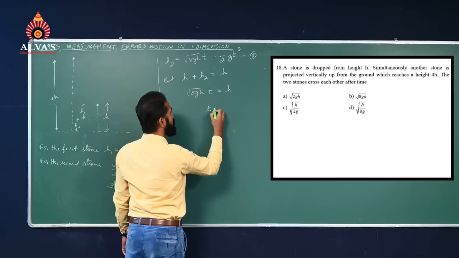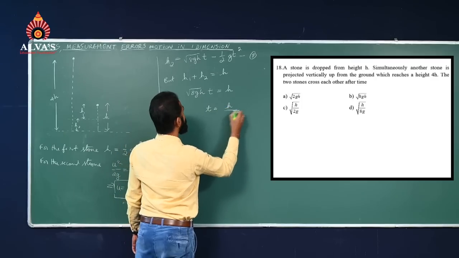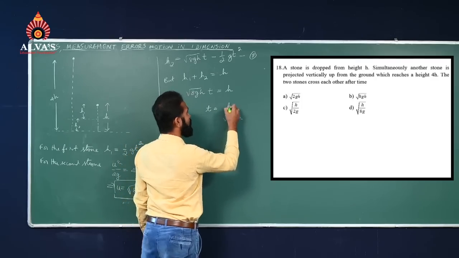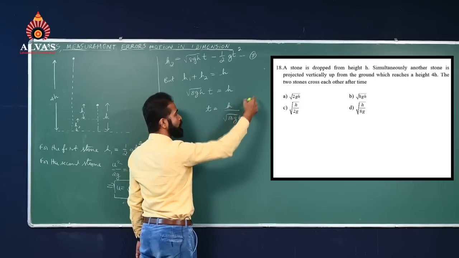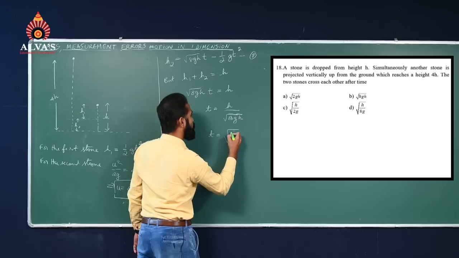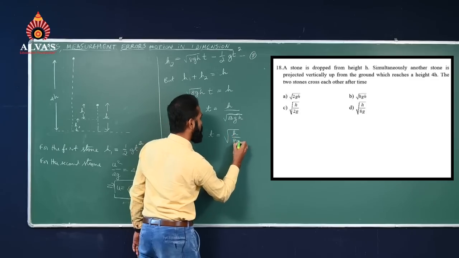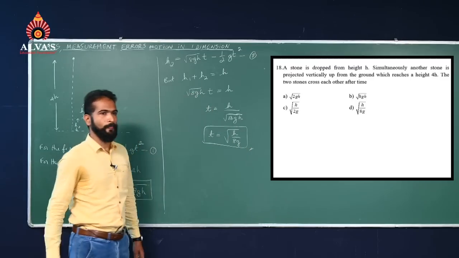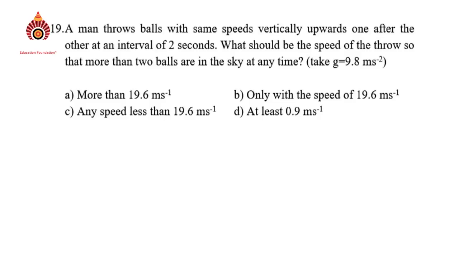So what is required is t, that will become h divided by root of 8g into h. h can be written as root h into root h. One root h will cancel. So t is going to become root of h divided by 8g. That is option number D. Moving on to the next question.